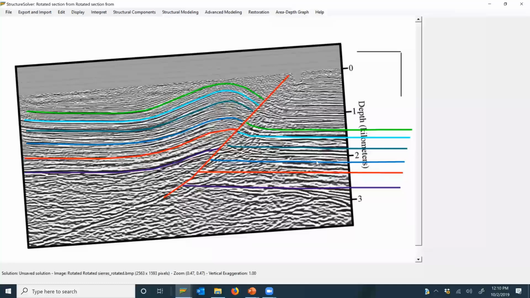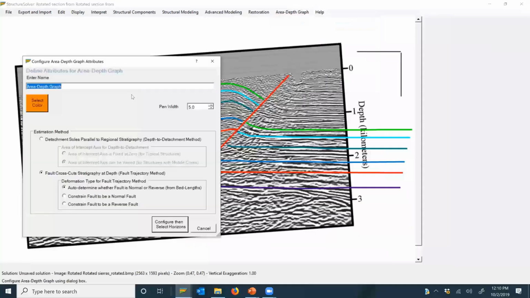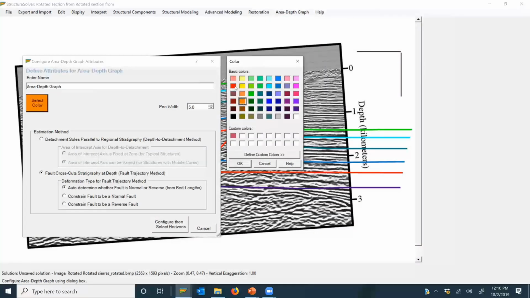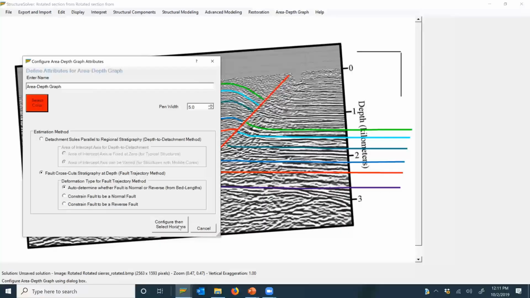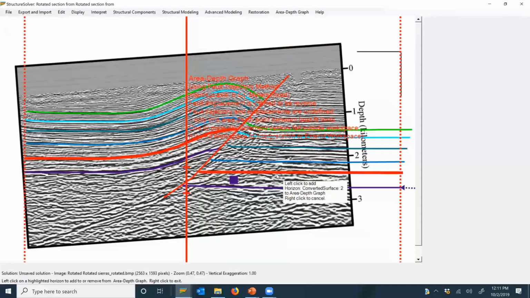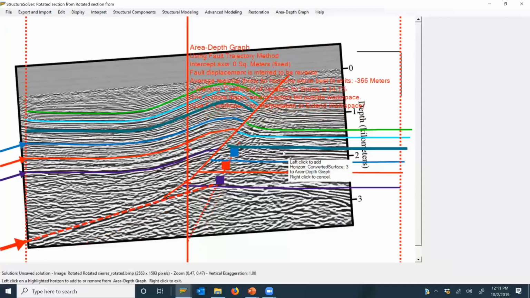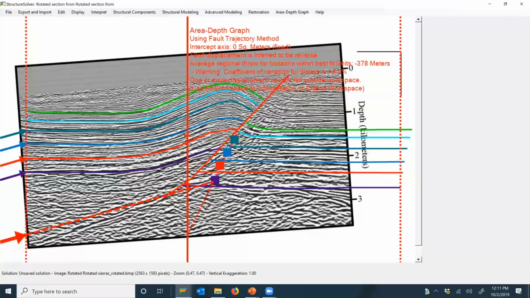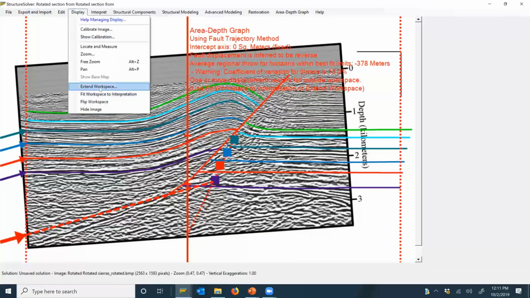And so now we've removed the regional dip, and I'll explain why this matters for area depth analysis. So we're going to create our area depth graph on the rotated section. And so we can begin to add points to our area depth graph. So this is the same display that we were looking at before.